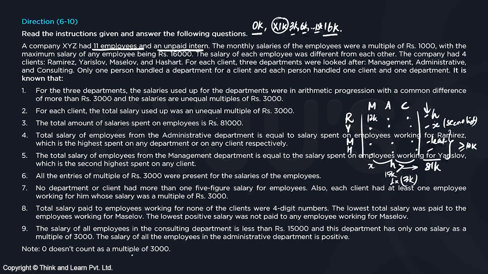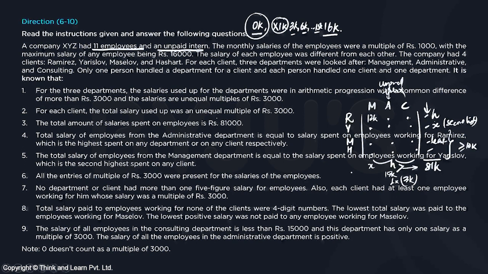Multiples of 3,000. The salary of all the employees in the admin department is positive. So that means the 0, the unpaid intern, is not here. So the unpaid intern we will not put here. Not in admin. 0 doesn't count as a multiple of 3,000. So we will remember that.